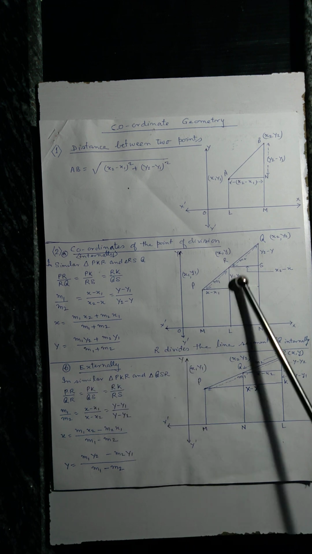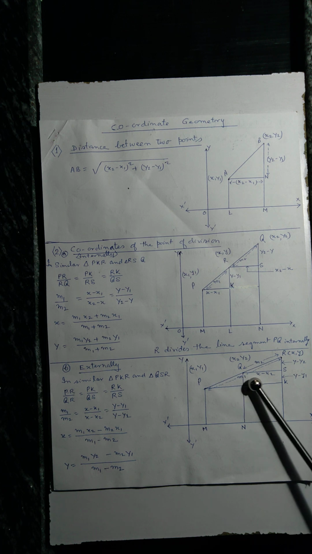First of all, take the first and second relations. From there you can work out x equal to (m1 x2 plus m2 x1) upon (m1 plus m2). Similarly, if you take the first and third relations of proportionality, you will get the value of y, that is (m1 into y2 plus m2 into y1) upon (m1 plus m2). Here R divides the line segment PQ internally.